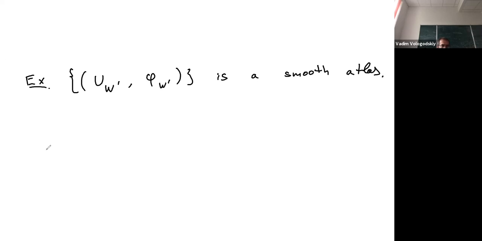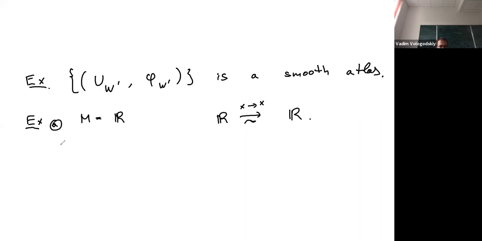So here is another example. Let's take for M just R. Well, there is a natural smooth atlas on R that consists of one chart, the identity map, and this defines a smooth structure on R, the tautological one.